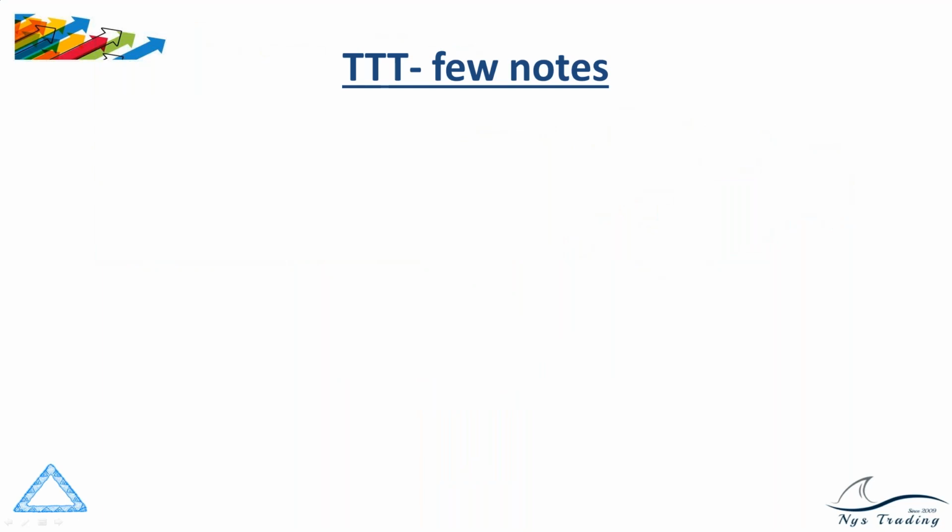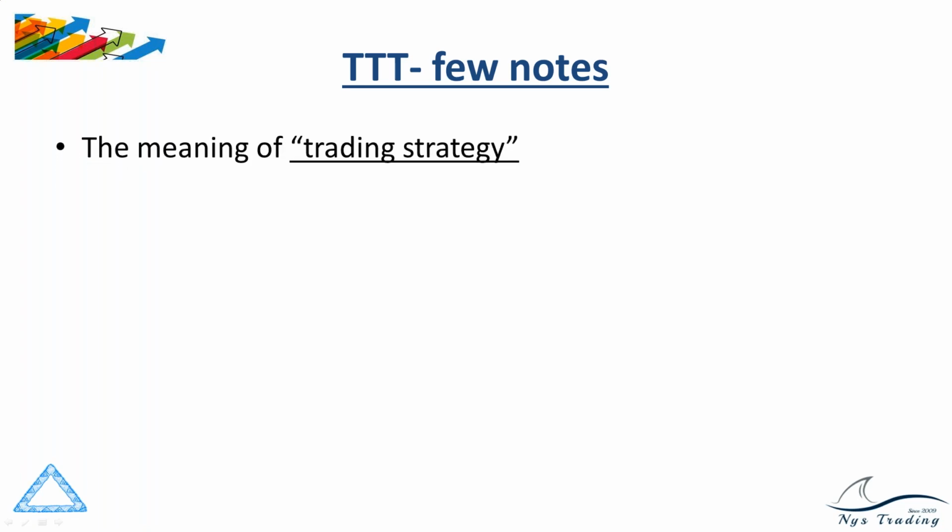First of all, before we speak and see some charts, I want to explain a few things regarding this TTT. The TTT means 3 times trend line. That's the most important thing. It's a unique name that we found. So what is the meaning of a trading strategy?